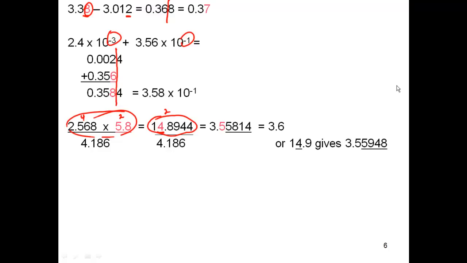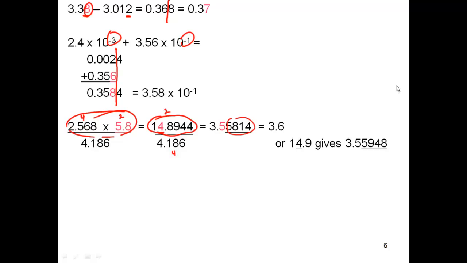Now I have a division, 14.8944 divided by 4.186. I have 4 sig figs in my 4.186, and I have 2 in my 14.8944. Therefore, my final answer has to only have 2. That gets me 3.55814. I'm going to truncate off the 5814 to get it to 2 sig figs, which gets me 3.6.